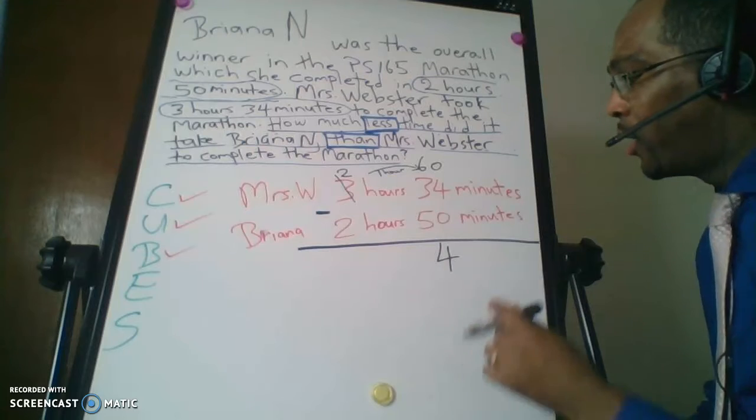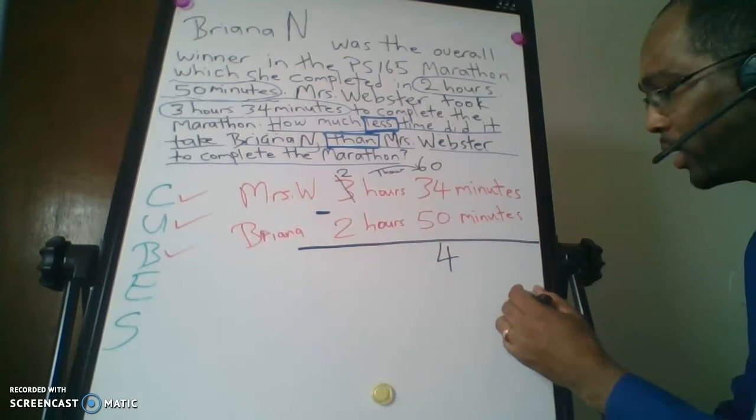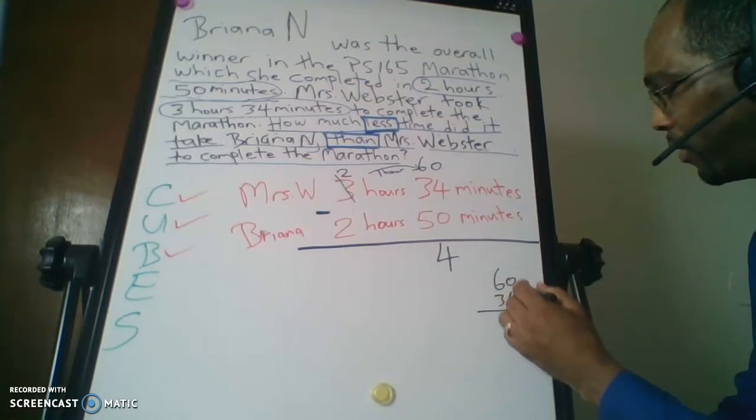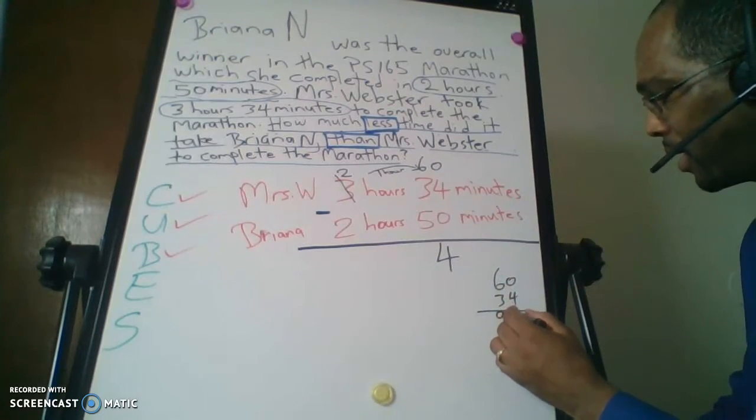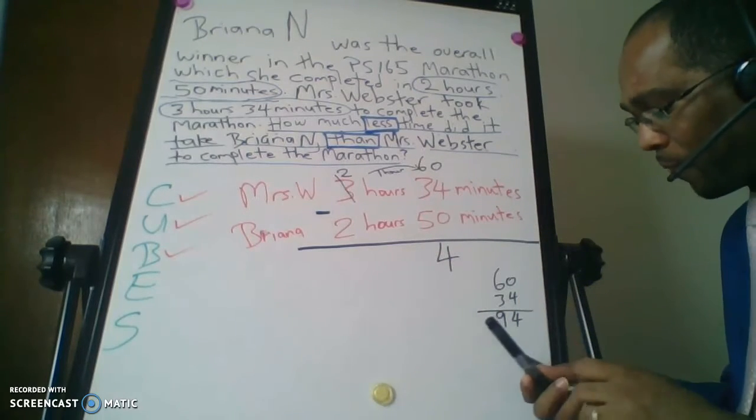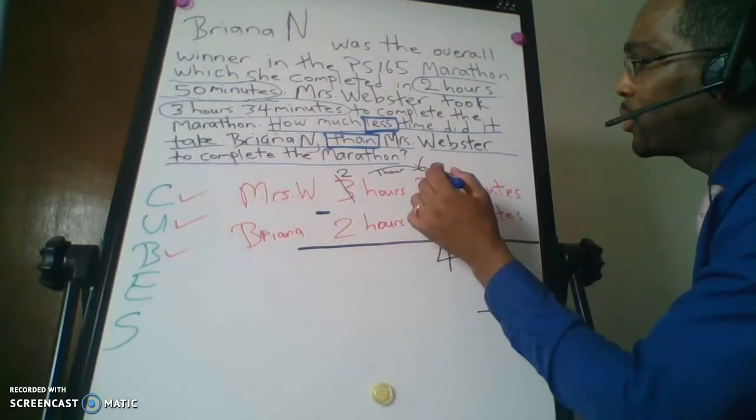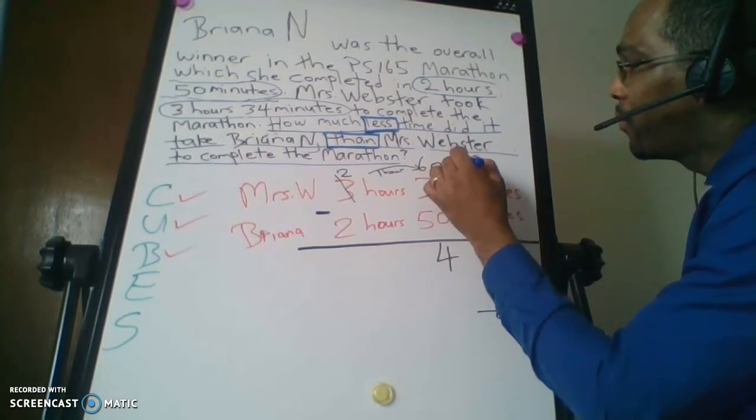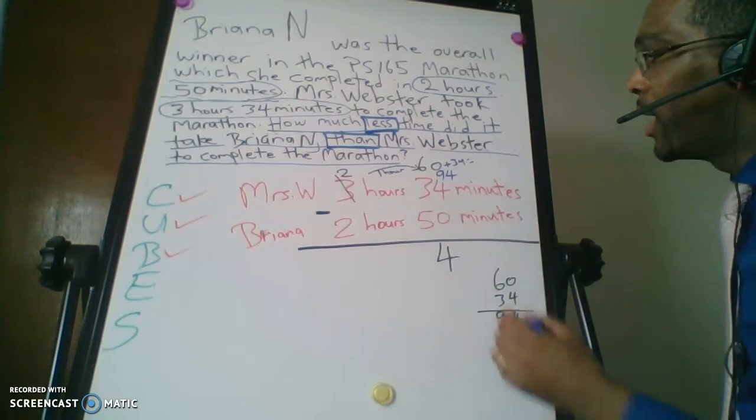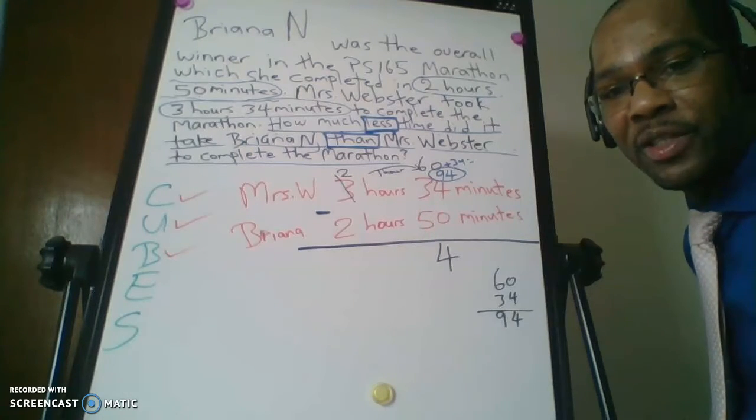Guys, now I have to go and add, going to do my working here, add 60 minutes and 34 minutes together. And now I have over here a total of 94 minutes. I just brought 60 minutes over there. So 60 minutes plus 34 minutes is going to give me a total of 94 minutes. And this is what I subtract 50 from.